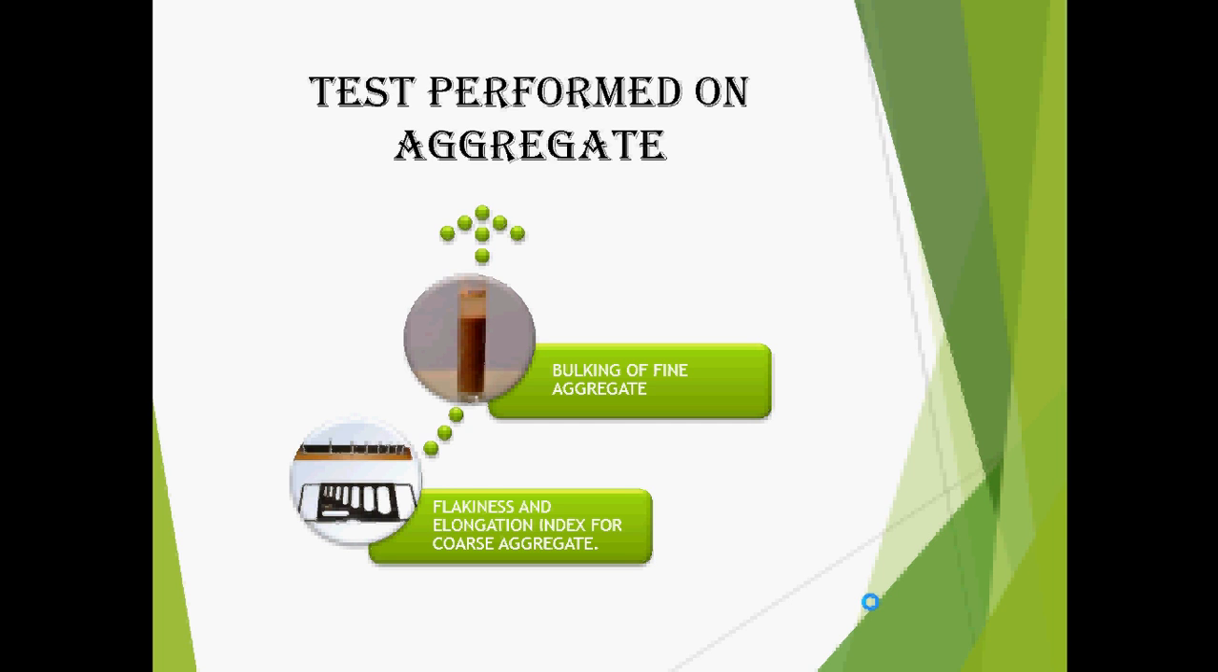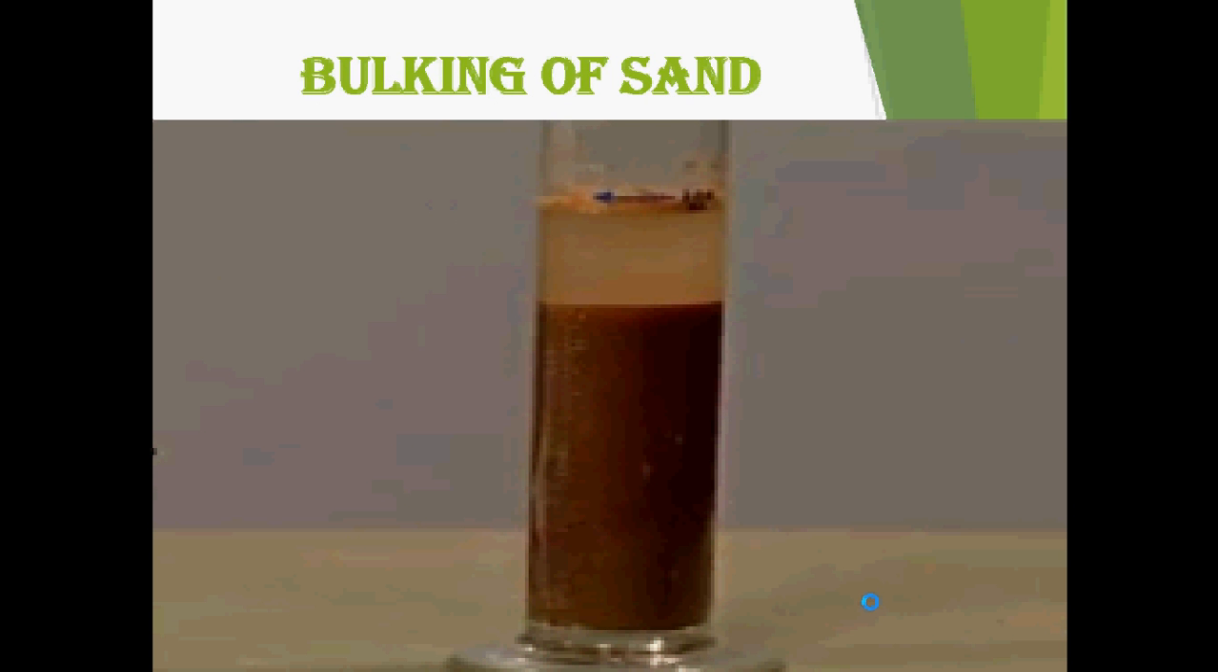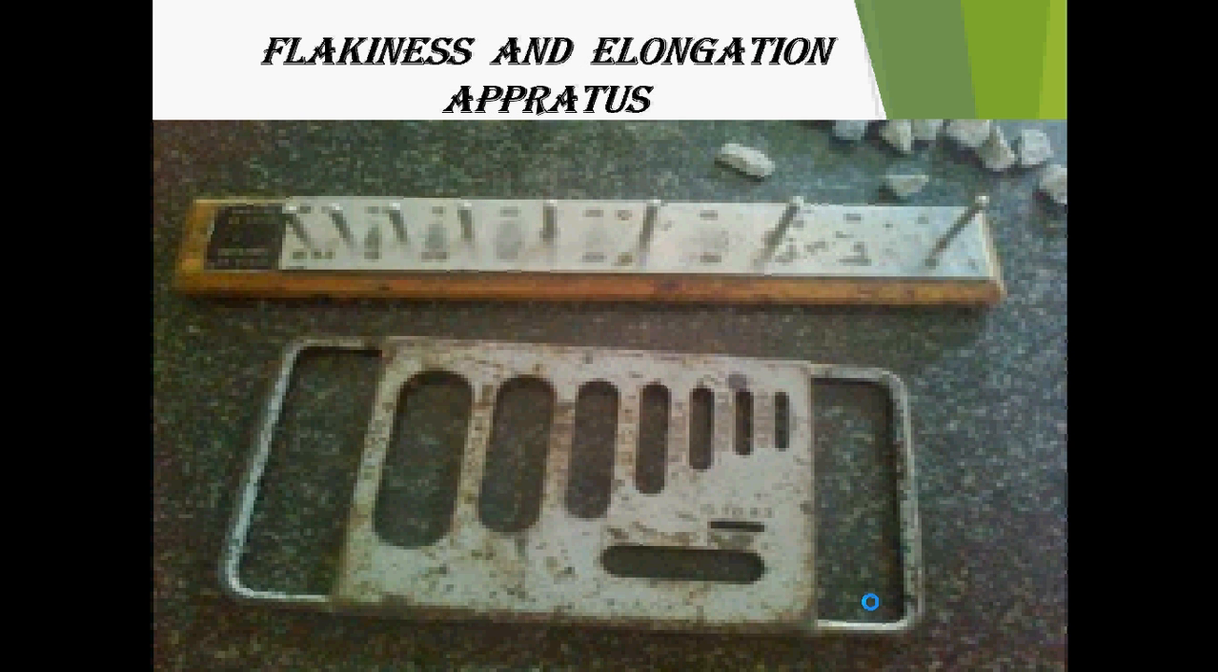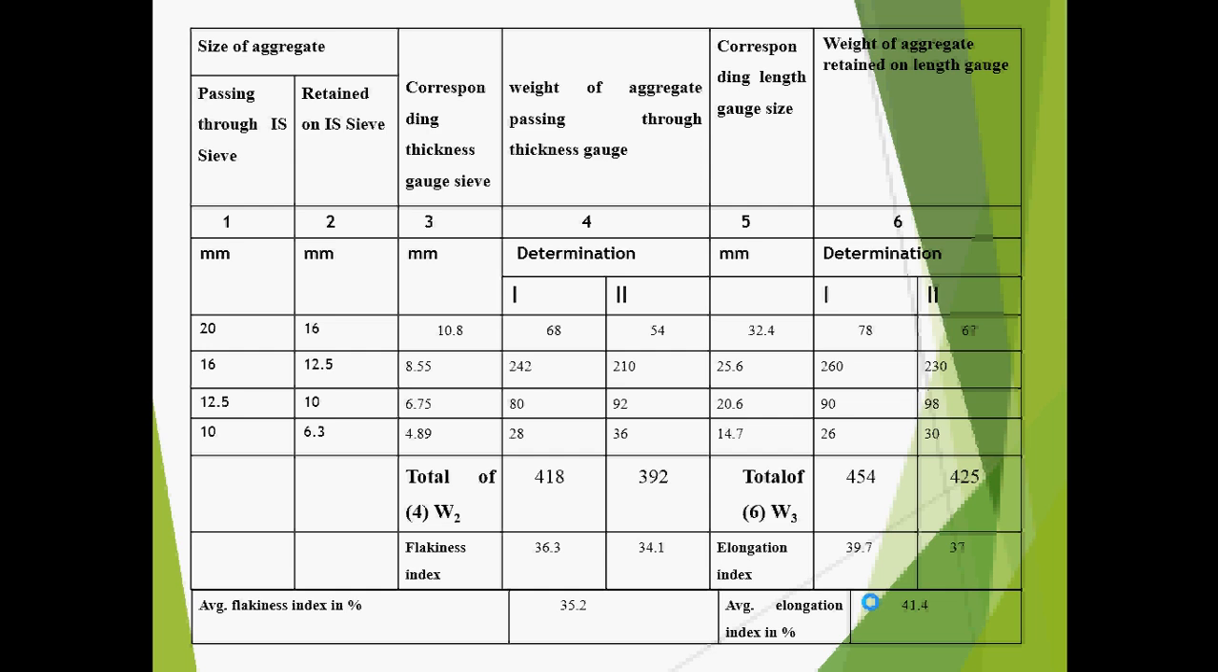There were two tests performed on the aggregates: bulking of aggregate and flakiness and elongation of the aggregates, and the tables are here. The average value of the bulking of sand was 30.5%, and the flakiness and elongation indices have been calculated in percent. You can see 35.2% and 41.4% for flakiness and elongation respectively.